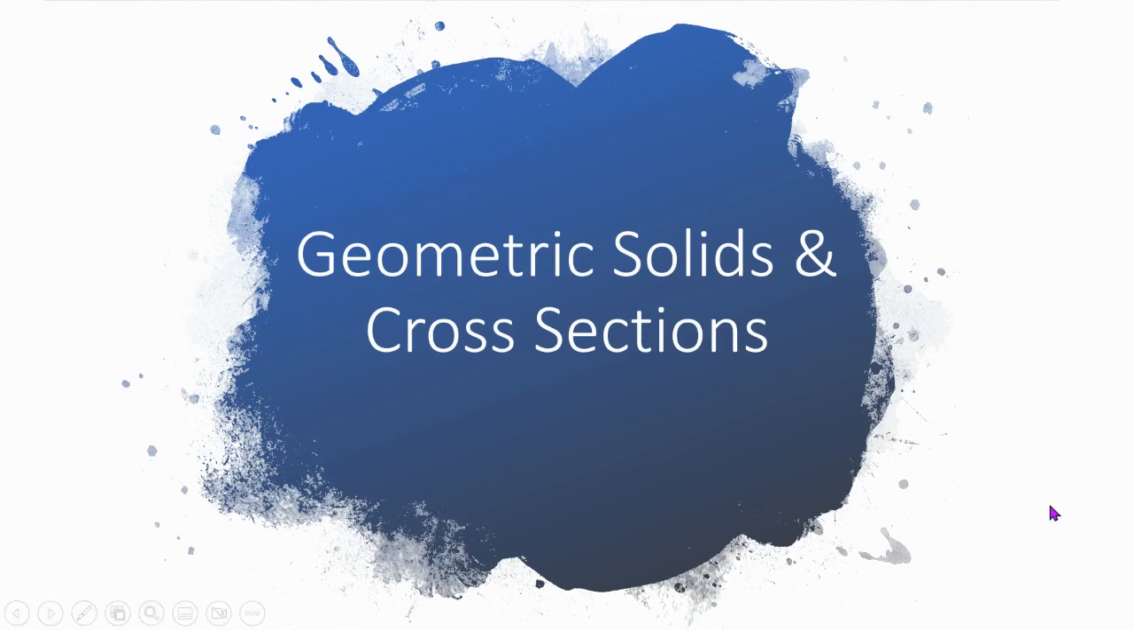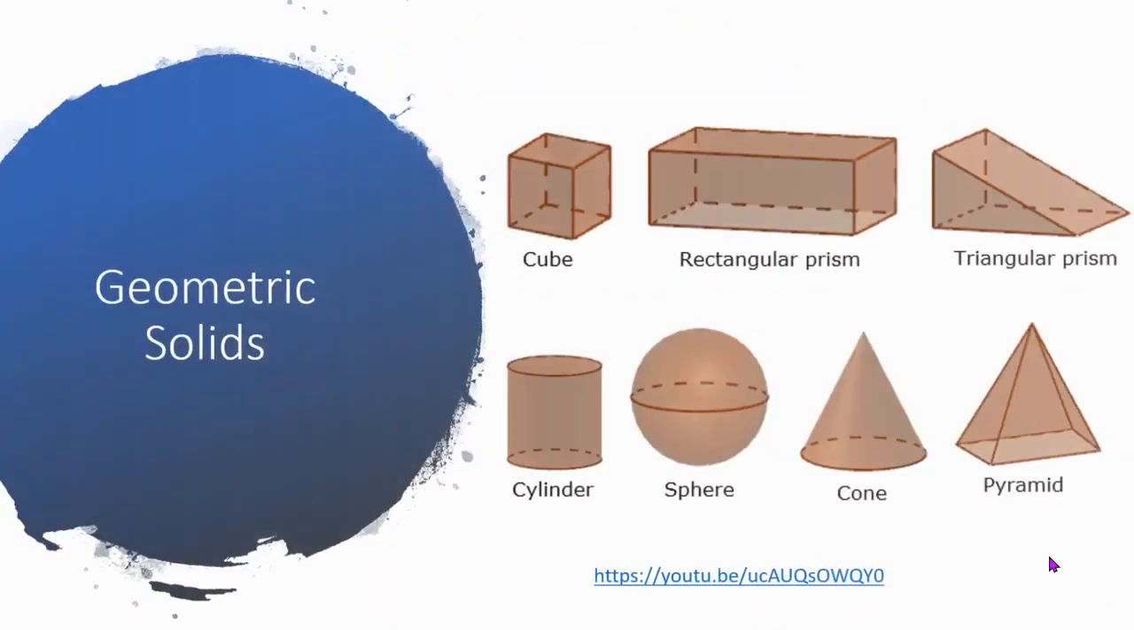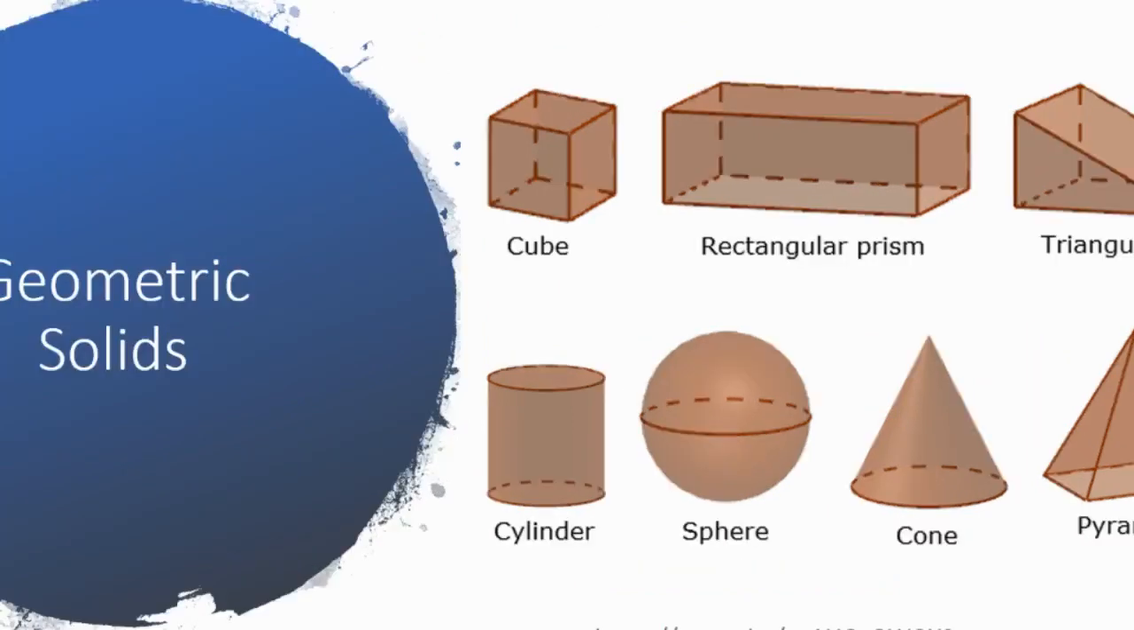So, page 62 of your notes, you do need to copy this down. Geometric solids and cross sections. You will be doing an assignment on this today. So these are our geometric solids. We have a cube, a rectangular prism, a triangle prism, a cylinder, and a sphere. You need to have these shapes. They don't need to be big. You need to have these shapes drawn at the top of page 62. Pause the video and draw these shapes.